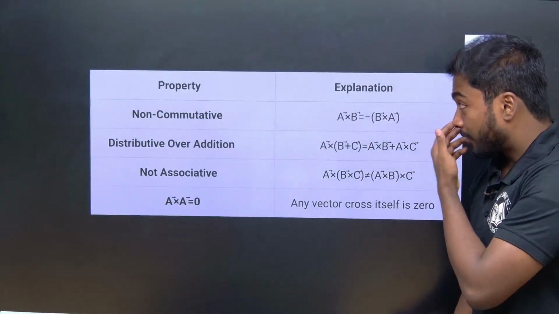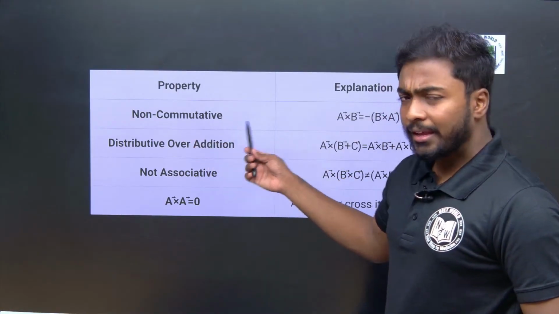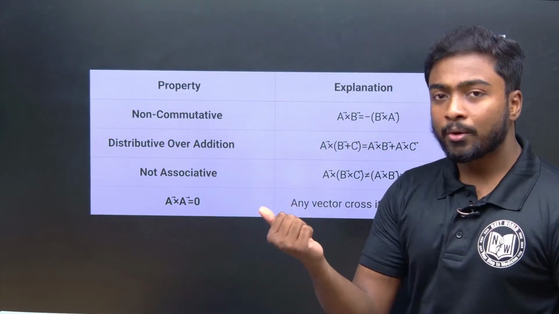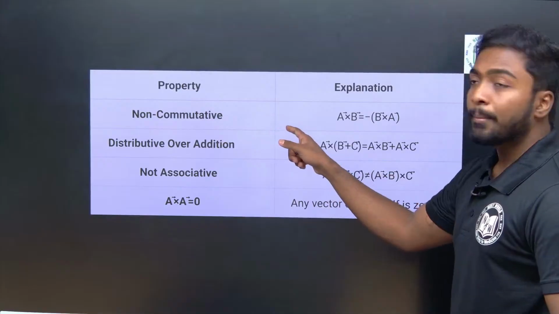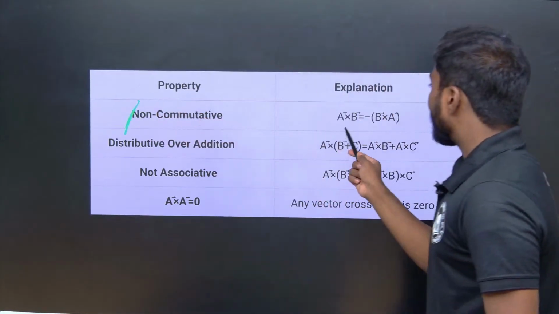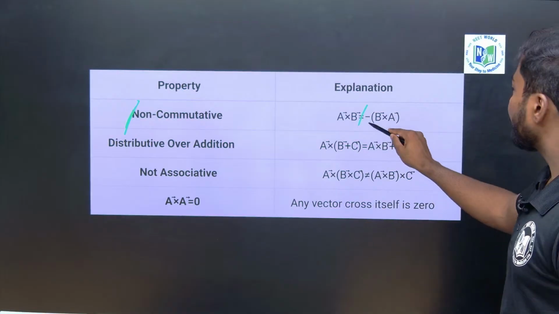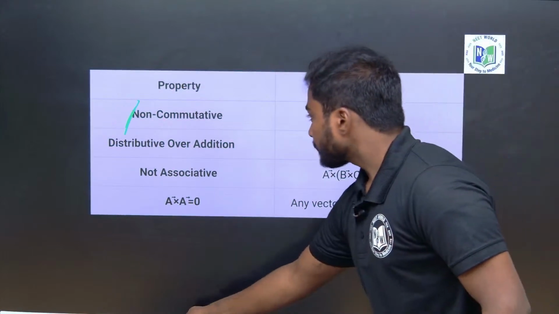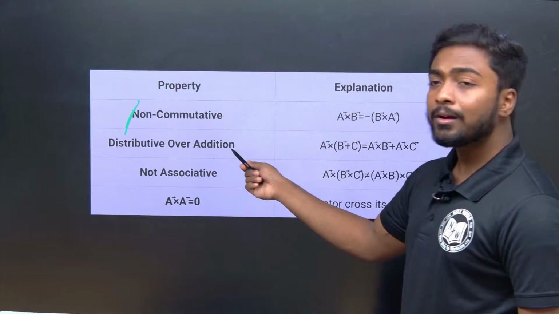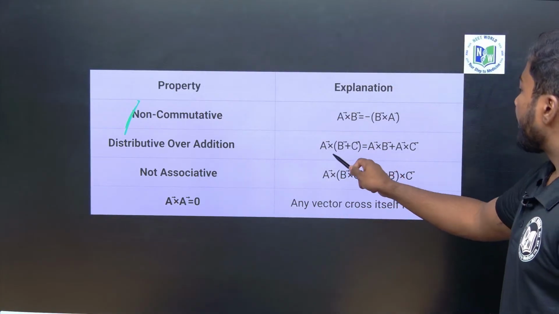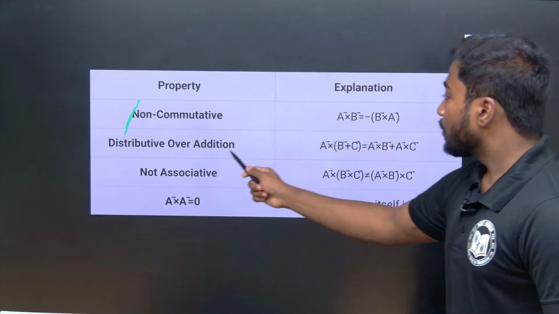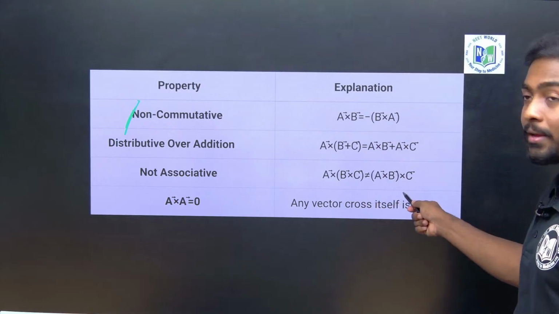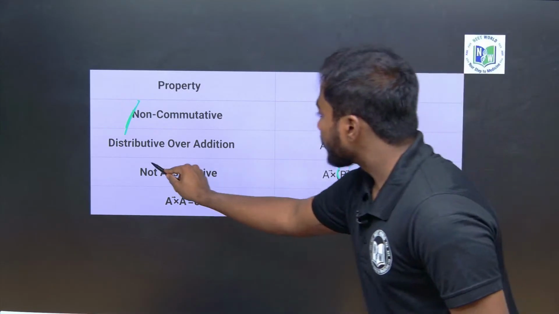Now the properties. The non-commutative property: we have discussed the right hand rule. When I am coming from A to B, it is outward. When I come from B to A, it is inward. So the commutative property is not applicable. A cross B is not equal to B cross A; it is the opposite direction, so I have written minus B cross A. Distributive property over addition: A cross (B plus C) is A cross B plus A cross C. It is also not associative: A cross (B cross C) is not equal to (A cross B) cross C. So it is not an associative property.